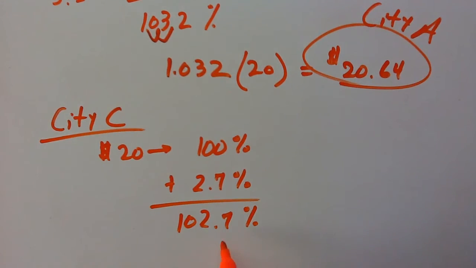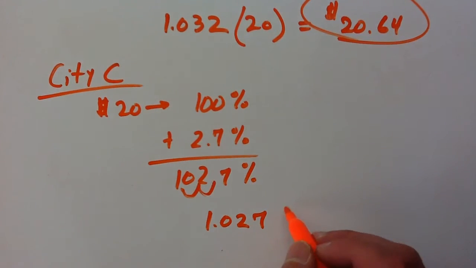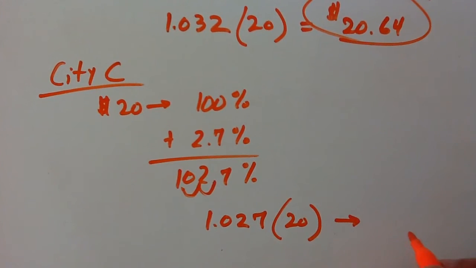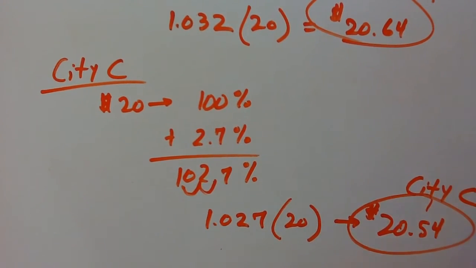And so you got to make this percentage a decimal by dividing by 100 or moving the decimal 2 places to the left. And so you're going to get 1.027 times the original cost, so times 20. And when I multiply that, I will get 20.54. So this is the cost in City C.